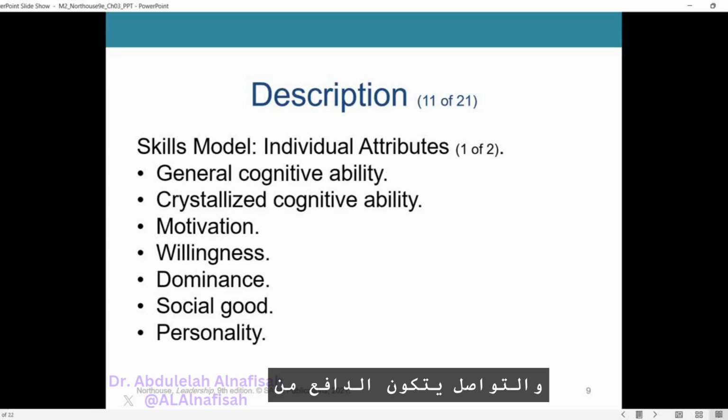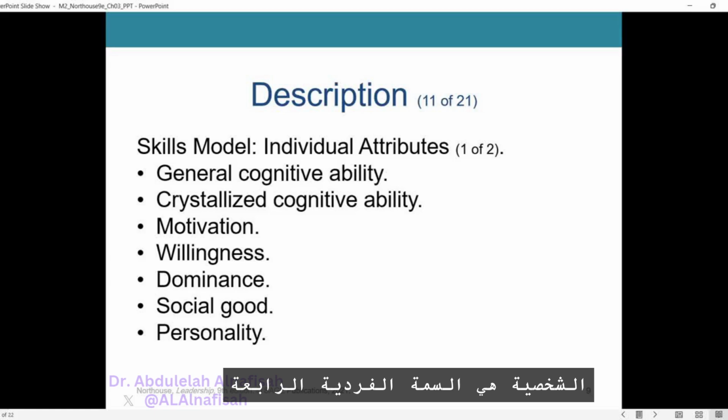Motivation consists of 3 key aspects: willingness to tackle complex problems, dominance in exerting influence, and commitment to the social good of the organization. These factors drive individuals to take on leadership roles.